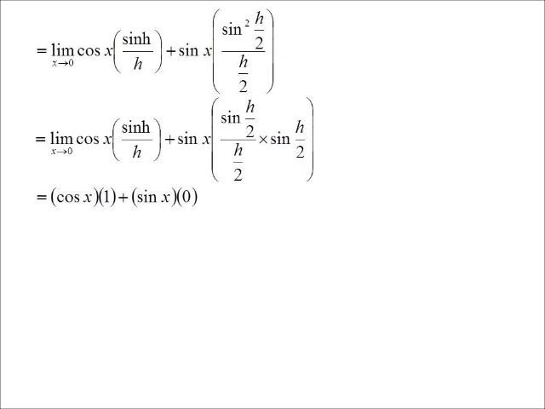See, when it was sine squared, very tempting to say it's 1, because the limit of sine x on x was 1. But sine squared is not. Its limit is actually 0. So I'm simply left with cos x times 1, sine x times 0. Well, it's just cosine of x. So differentiate sine x, we get cosine x.